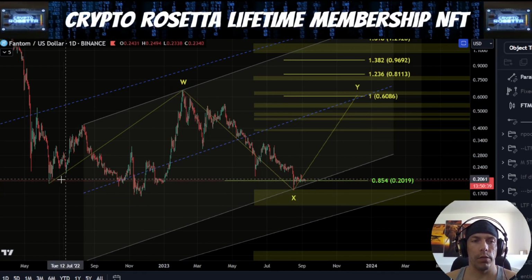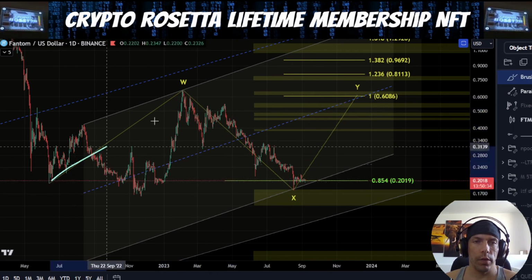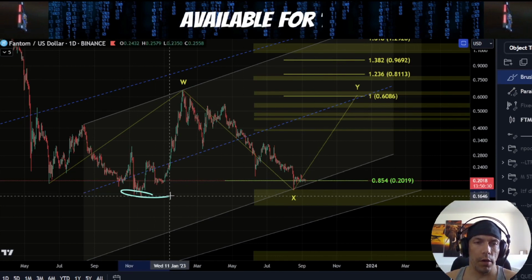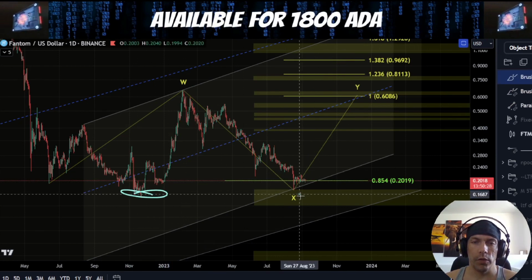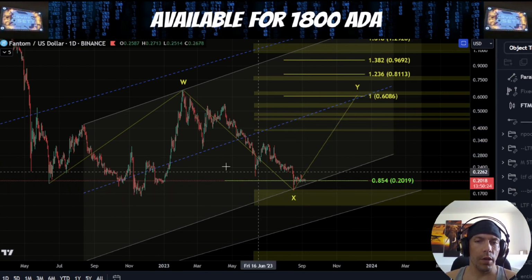Now within this idea of this being either W, X, and Y, or alternatively A, B, and C as a flat correction, the low here would be allowed to be taken before still actually seeing a little bit of a rally to the upside here. So going to be keeping an eye on this.